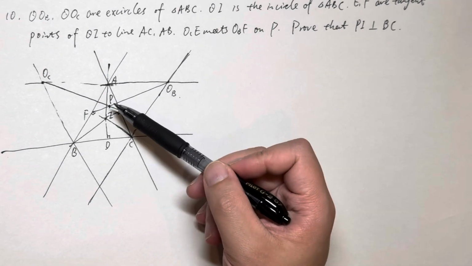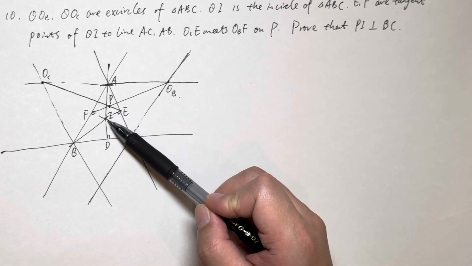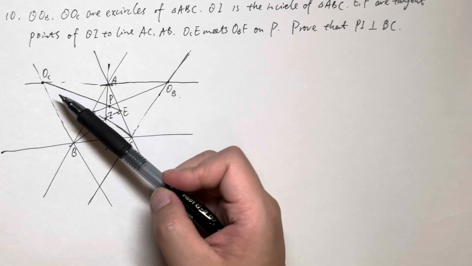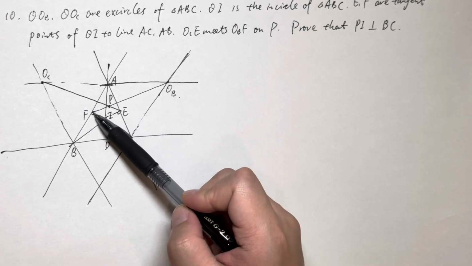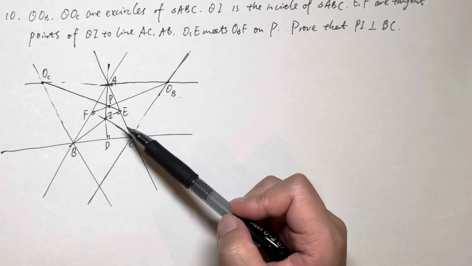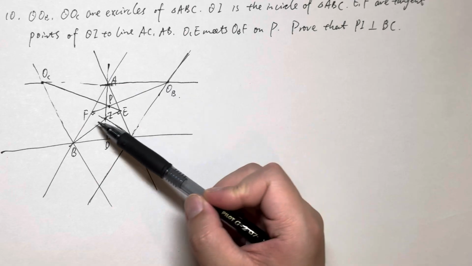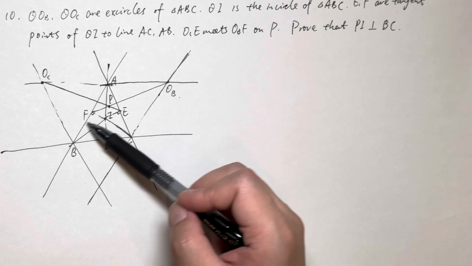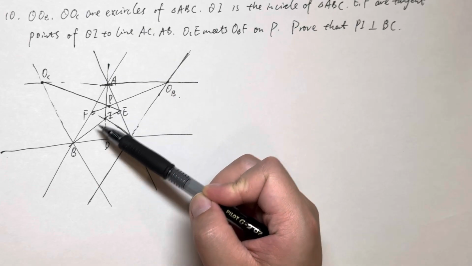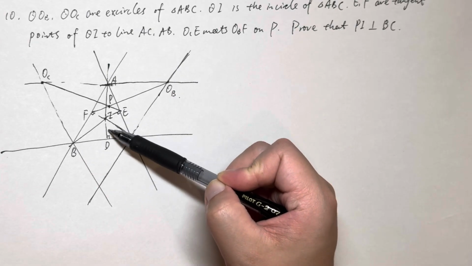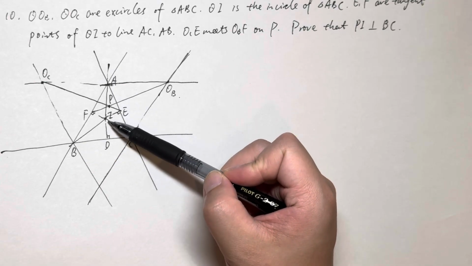So let's rephrase this problem again. We have the triangle ABC, we have the in circle I, and we have the X circles OC and OB. We know that D, E, F are the tangent points of the triangle ABC to the in circle I, and we connect OBF, we connect OCE. OBF meets OCE on the point P. Now we want to prove that PI is perpendicular to BC. Because we already know that ID is perpendicular to BC, basically we're trying to prove that P, I, D are collinear.